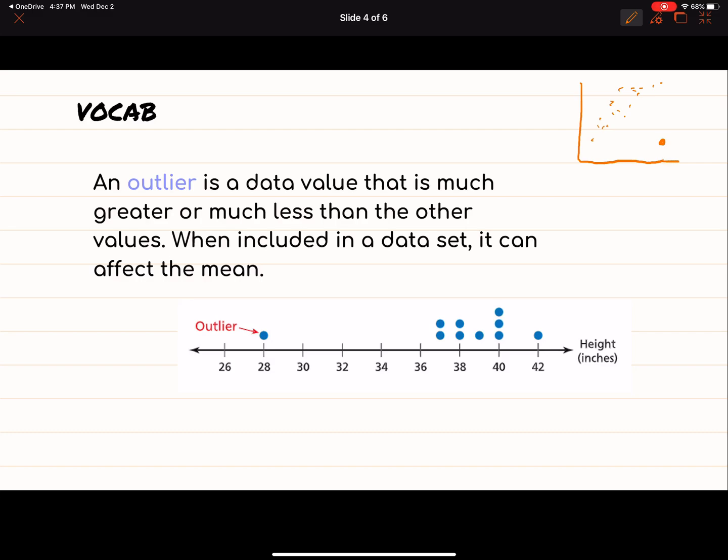So in a data set, an outlier is a data value that is much greater or much less than the other values. When included in a data set, it can affect the mean, and we're going to look at that. Because if I were to find the mean of just these numbers right here, it'd be pretty close to the middle because they're all pretty close to each other. But if I added in this outlier, that would make my mean significantly go down. Okay, so let's look. This is a vocab word, so you should have defined it in your notes. Go ahead and pause if you need some more time to do that.